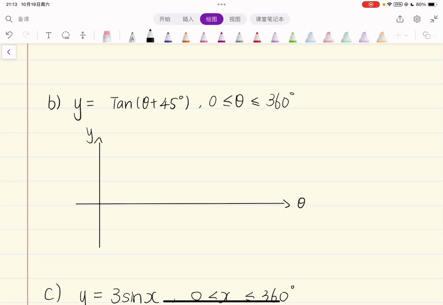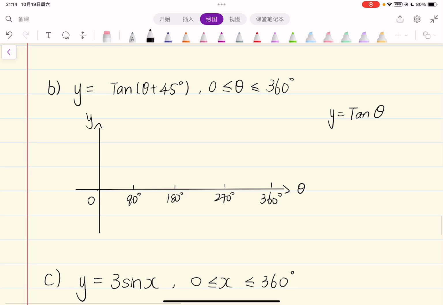We have 90 degrees, 180 degrees, 270 degrees, 360 degrees. Let's firstly draw y equals tangent theta. We know the asymptotes, that is theta equals 90 degrees, and then plus 180 degrees, that is 270 degrees. The black line is the graph of the tangent.